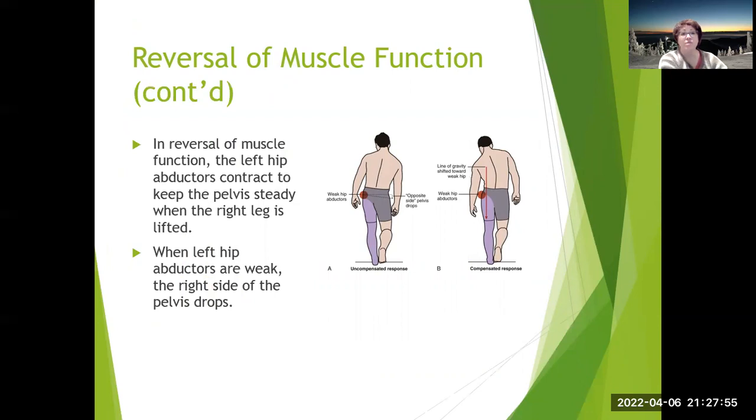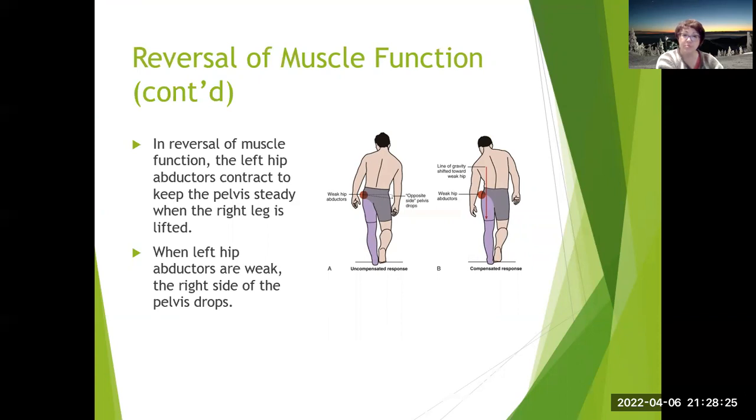So the reversal of muscle function, in this picture, it's his left side that's weak. The left hip abductors are supposed to contract to keep the pelvis steady when you're in the stance phase on the right and you're lifting your left. When the left hip abductors are weak, the right side of the pelvis drops and the left hip goes laterally to the left. Okay, hopefully you can see that in the first picture.